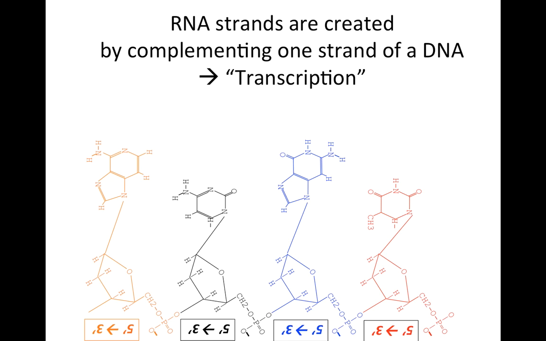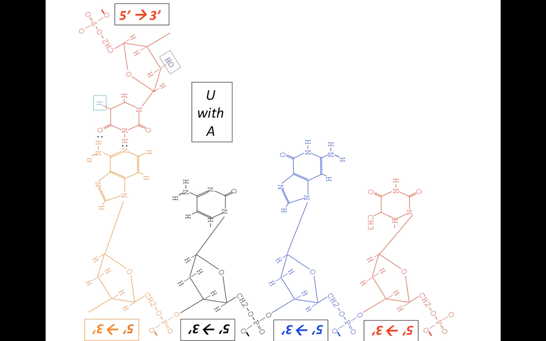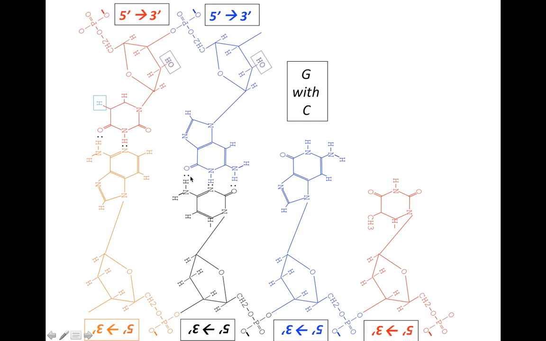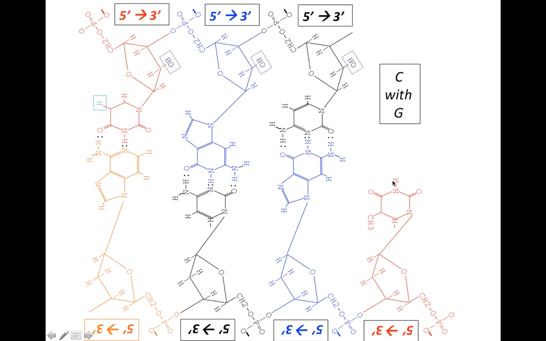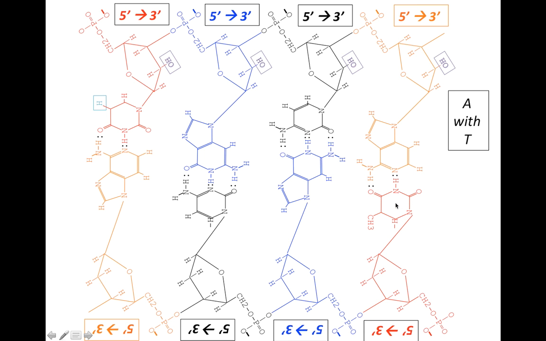Okay, so just like DNA strands, RNA strands are created by complementing one strand of a DNA in a process called transcription. So let's see what that looks like. So we still have these pairing rules, except for now, when there's an A, we're going to put a U. When there's a C, we're going to put a G. When there's a G, we're going to put a C. And when there's a T in the DNA, we're going to put an A. Okay, so very similar to the rules, again with just these two differences.